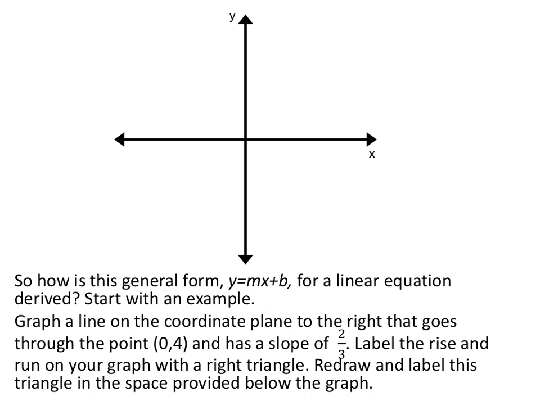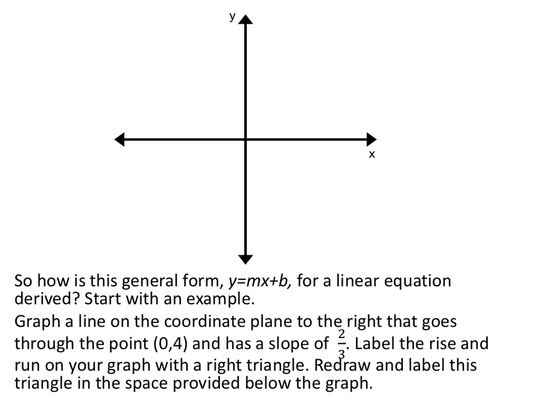So how is this general form y equals mx plus b for a linear equation derived? Let's start with an example. Graph a line on the coordinate plane to the right that goes through the point (0, 4) and has a slope of 2/3. Label the rise and run on your graph with the right triangle. Redraw and label this triangle in the space provided below the graph. Alright, so that's what you guys are going to do.